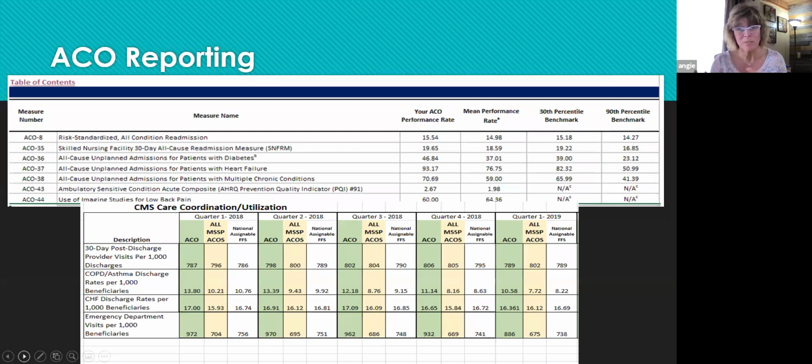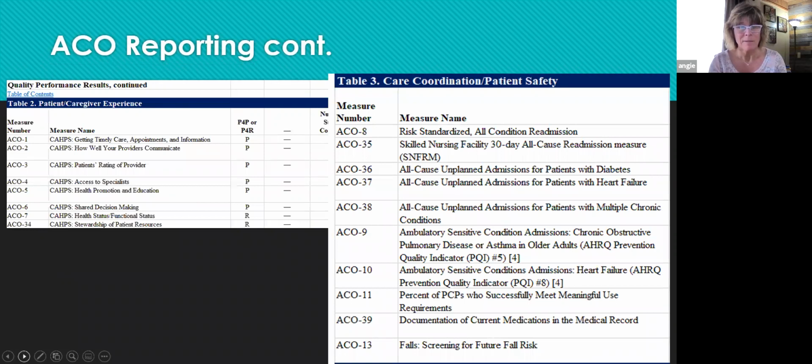So when they select those ACOs, next one. Again, there's a CAHPS survey. Last year it was waived, so we didn't do it. I can tell you some of those areas are still low. Looking at health promotion and education, shared decision-making, stewardship of patient resources, those tend to fall low in all ACOs. So really kind of enhancing some of that.